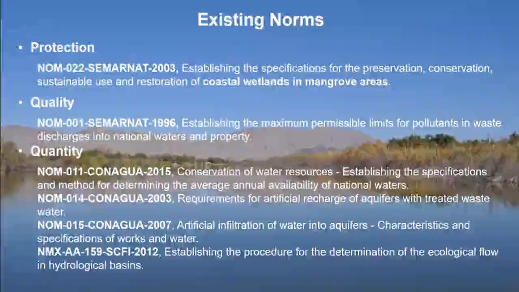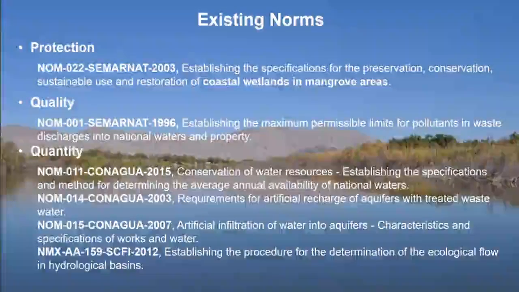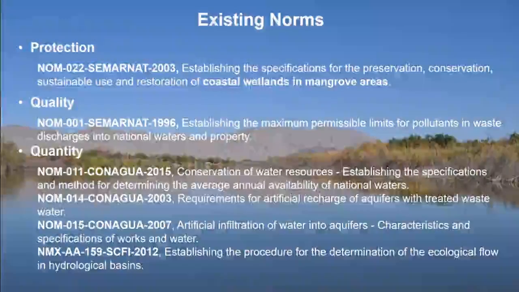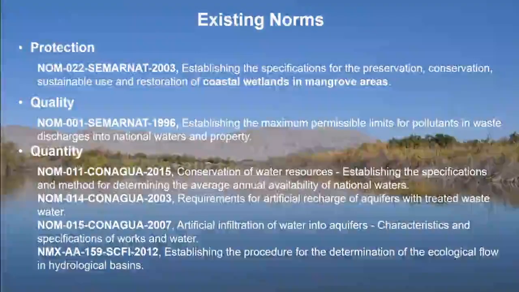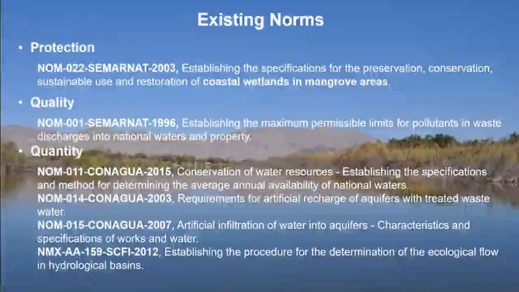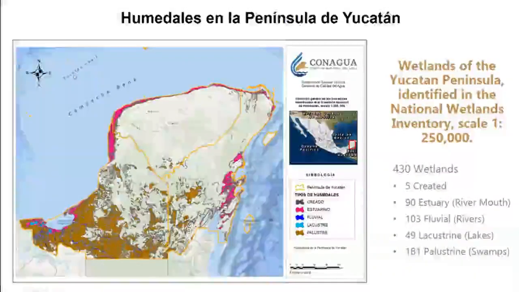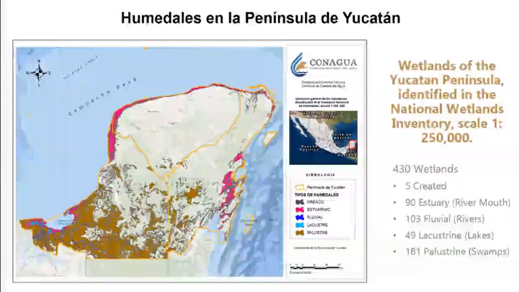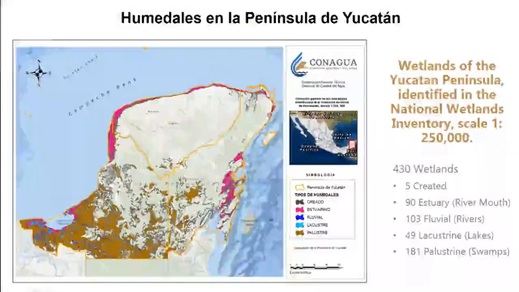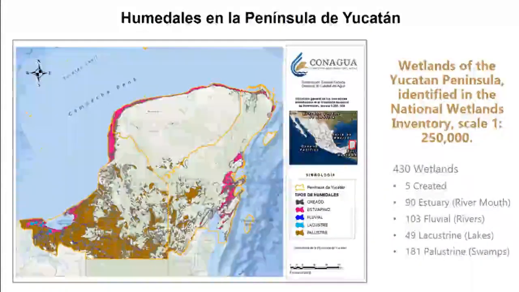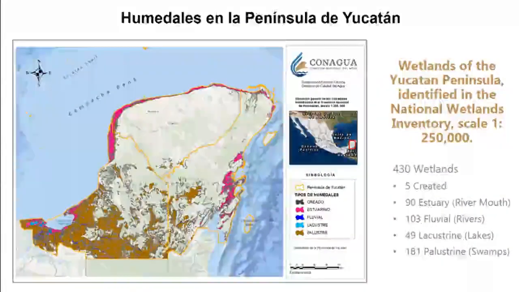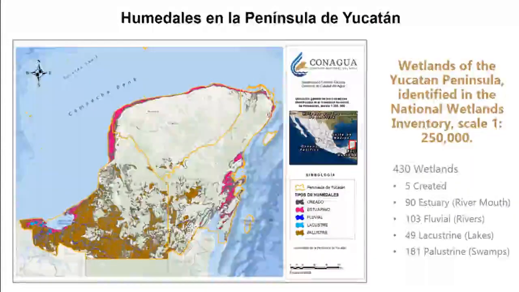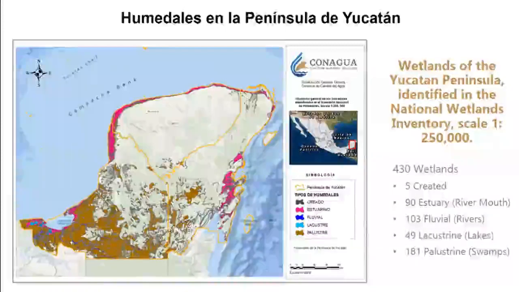a basin without rivers because it is a peninsula. So you can see here the Yucatan Peninsula. In this other slide, there are three states: Campeche, Yucatan, and Quintana Roo. Those are the three states. We have 430 wetlands, but if you see, with the exception of the area of Campeche, in the southwest of the peninsula where there are rivers, most of the territory has no rivers. The wetlands are really on the coast.